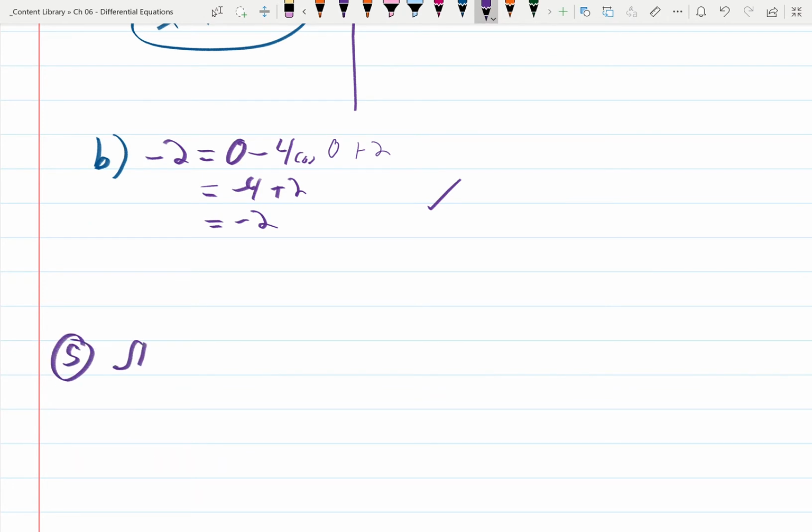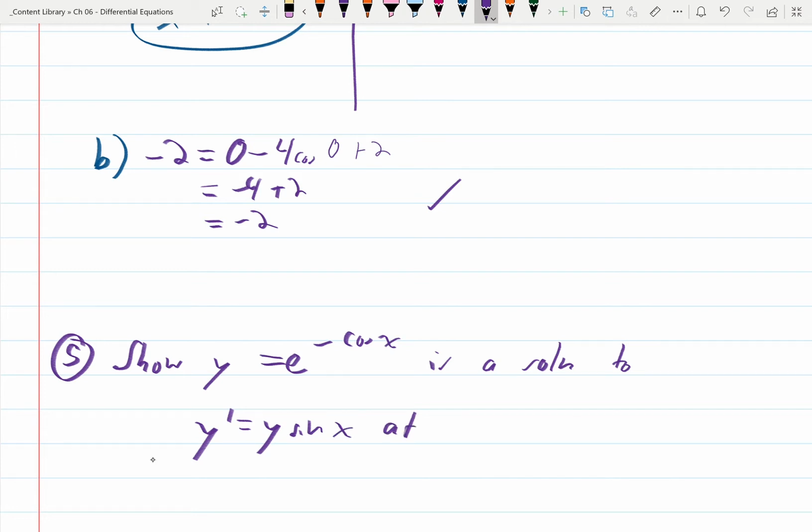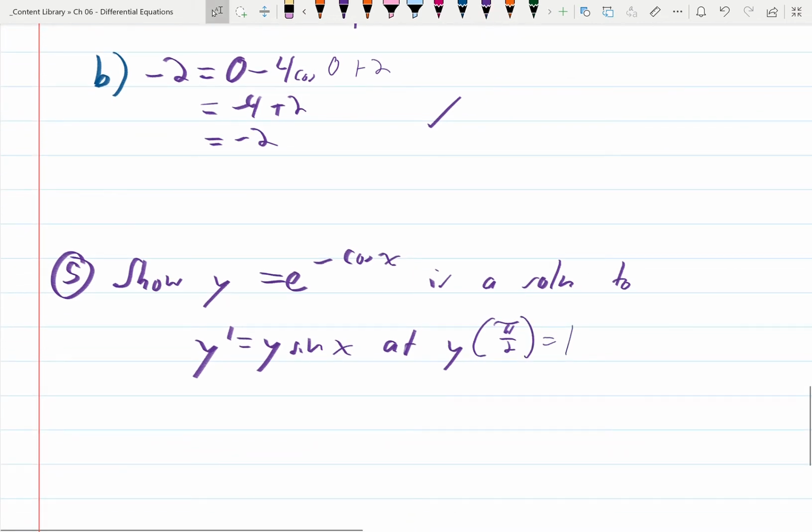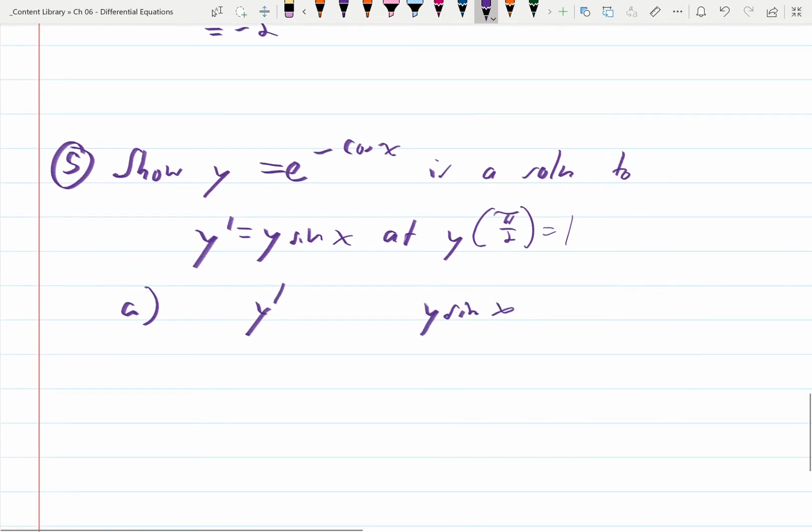So lastly, we're going to show y is equal to e to the negative cosine of x is a solution to y prime is equal to y sine x at y of pi over 2 equals 1. So same process. We're going to put y prime on one side and y sine x on the other.